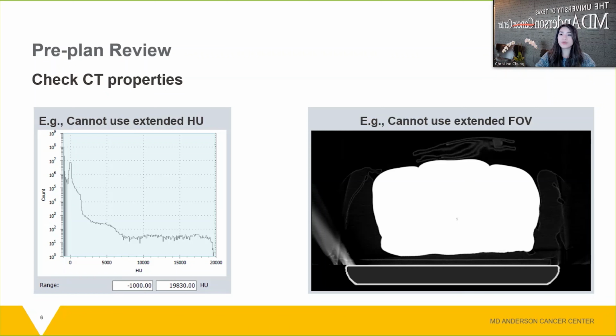Okay, so we make sure to review the CT properties, such as looking to make sure it's not the extended Hounsfield unit scans and that it's not the extended field of view scans. The issue with the extended Hounsfield unit scans is it can cause very poor low contrast resolution since the CT number jumps every 10 Hounsfield units, making it unsuitable for proton planning. And similarly, the Hounsfield units are unreliable near the edges of the scan, so when you reconstruct an extended field of view scan, it also makes it unsuitable for proton planning. And in these cases, we will need the original scans or to resim the patient if they're not available.